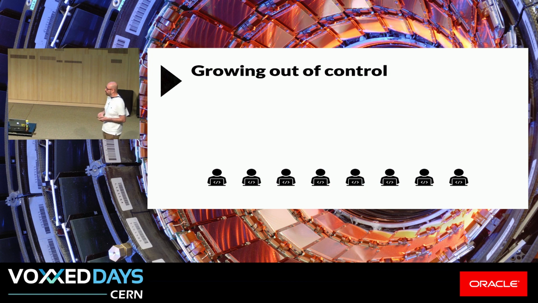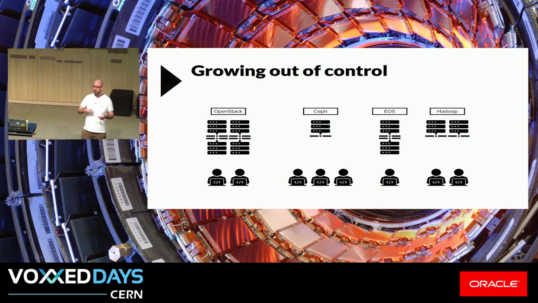So how can growing out of control be a problem? This is a representation of our community. It's a heterogeneous one, with different skills, different knowledge bases, some of them working even in different countries. But all of them work in what we can call teams. Here we have OpenStack, Ceph, EOS, and Hadoop also. All the teams have dedicated resources. They have their own servers, and they have their own repository. It's a GitLab repository where they store the code or the configuration for the nodes.